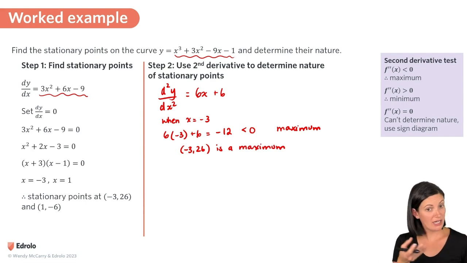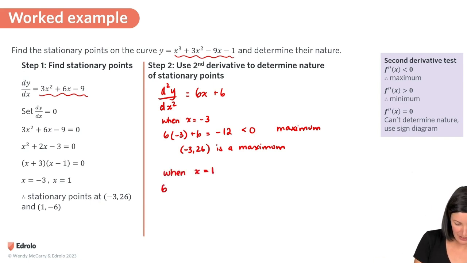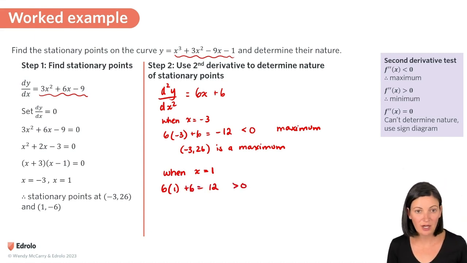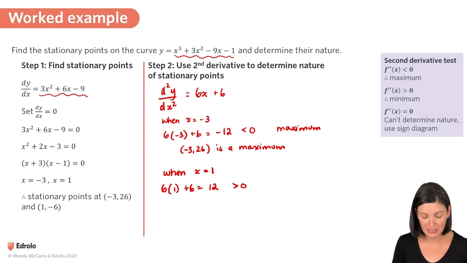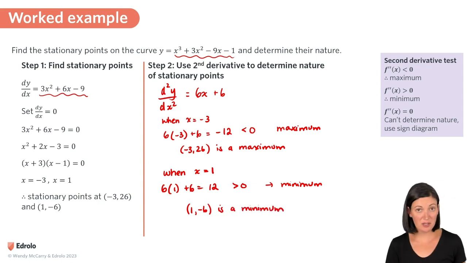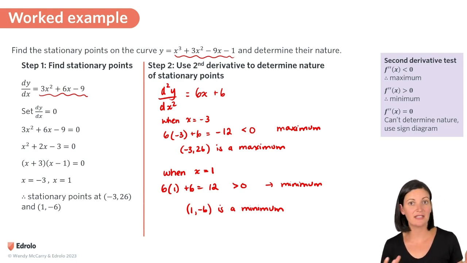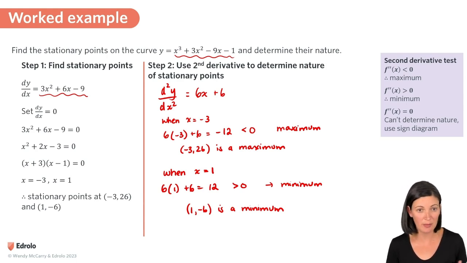And then I'll do the same thing with my second stationary point. So when x is equal to 1, what happens to the sign of the second derivative? Subbing that in, I get 6 times 1 plus 6, which is +12, which is greater than 0. So if the second derivative at a point is greater than 0, I have a minimum stationary point. So I can write (1, -6) is a minimum. So some people like using the second derivative test to find the nature of the stationary points because it is quite a bit quicker than setting up a whole gradient table.